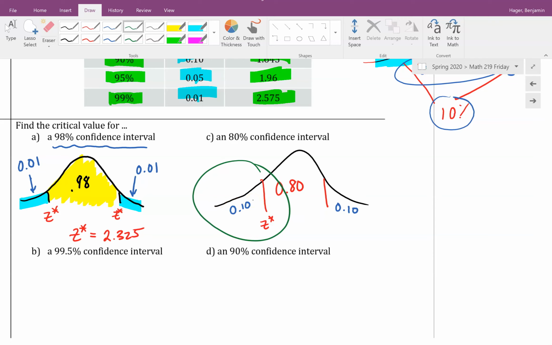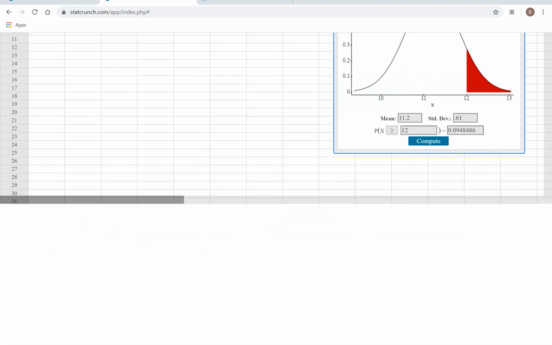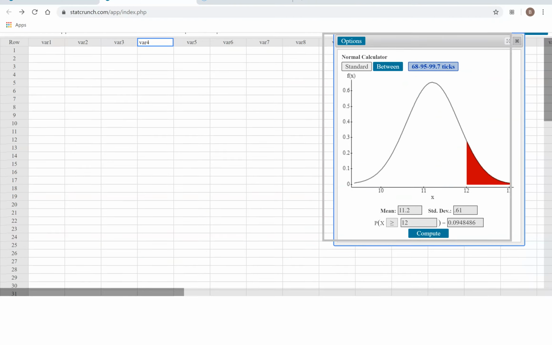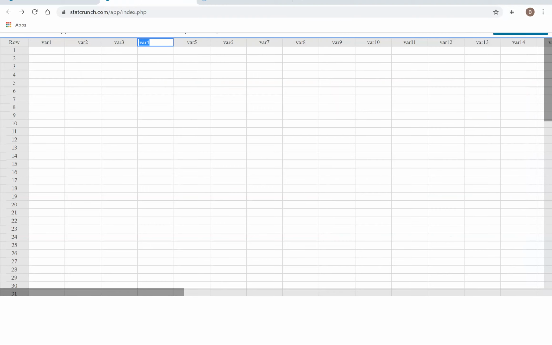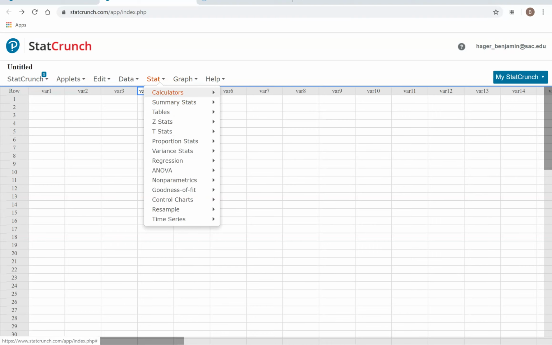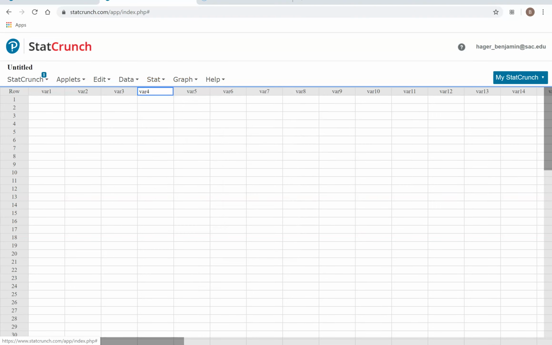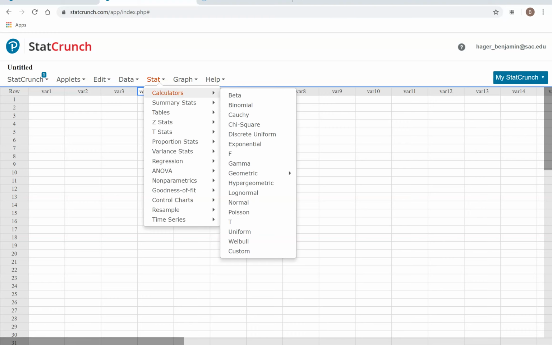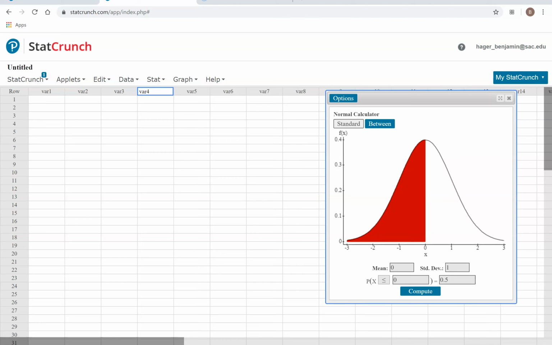If I go to StatCrunch, I'm just going to try and find a standard normal curve that has 10% area to the left. So let me just close this and somehow figure out how to scroll up. I'm going to go to Stat, Calculators, Normal. And I've got my standard normal curve in because I've got a mean of 0 and a standard deviation of 1.